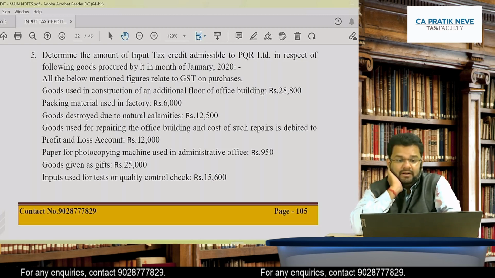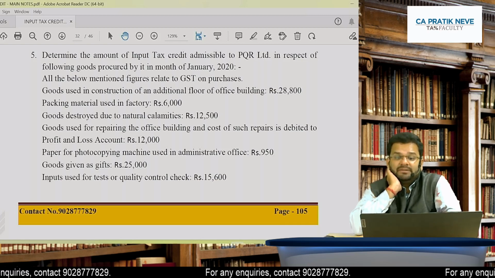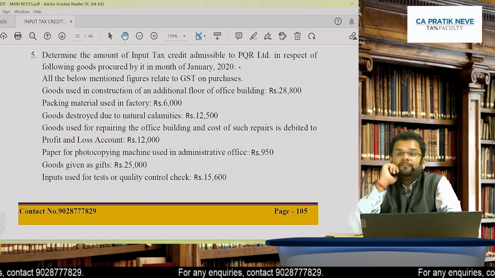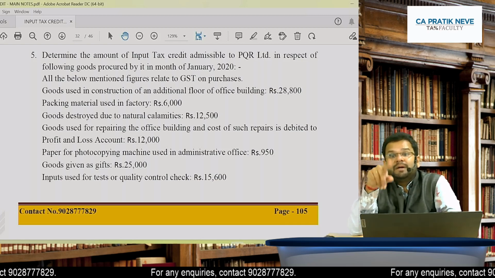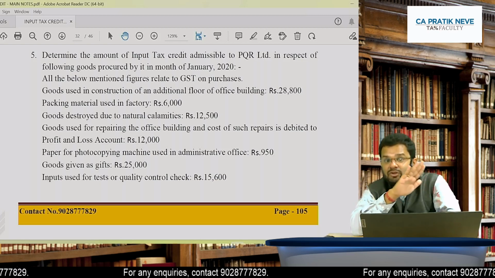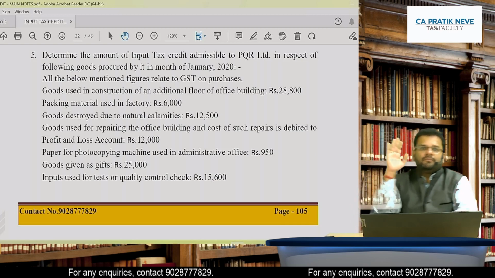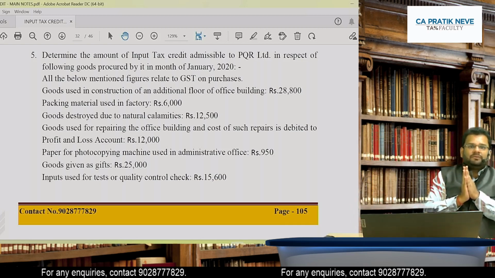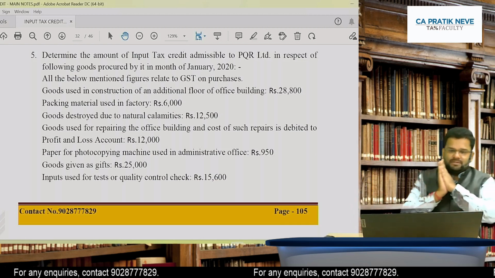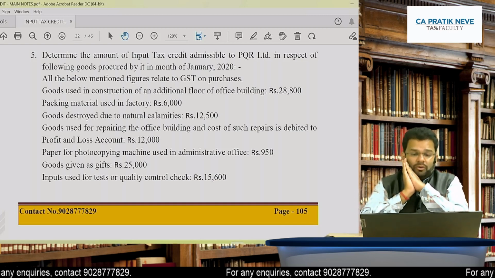Next, goods used for repairing the office and the cost of the repairs is debited to P&L account. ITC will be allowed because this does not amount to construction. Agreed? Priyanka, agreed? Yes, very good. What about the next one?